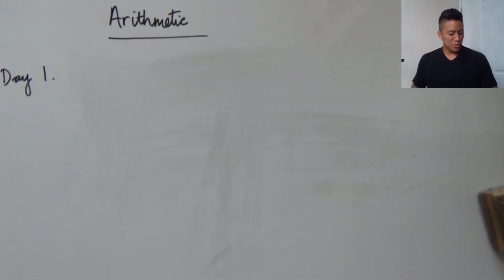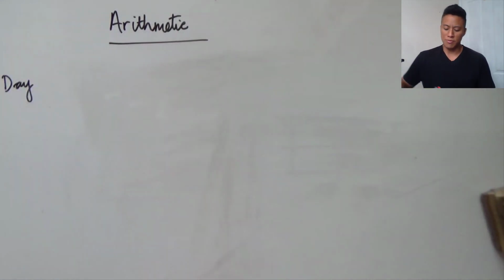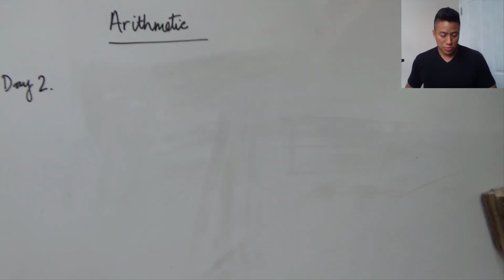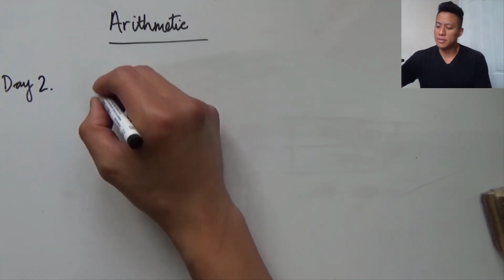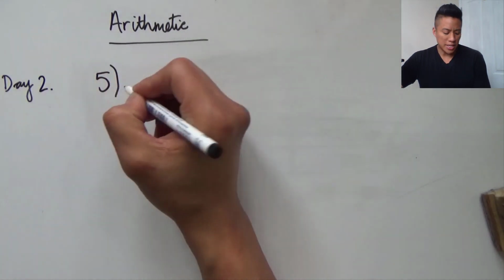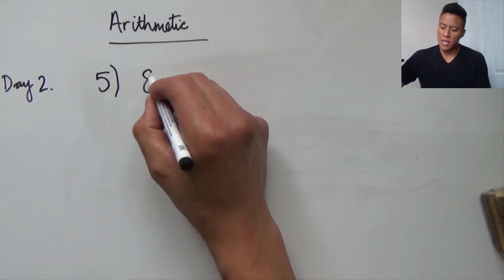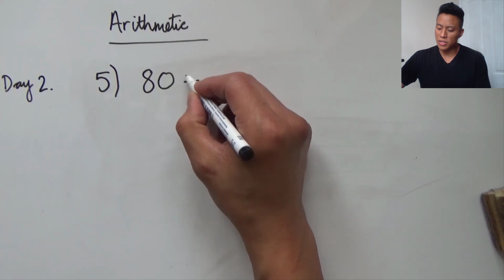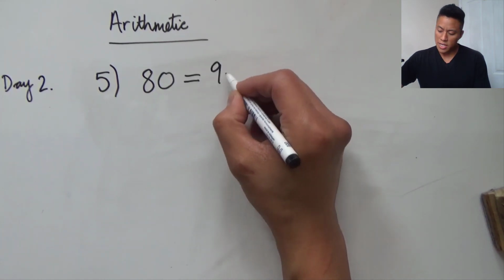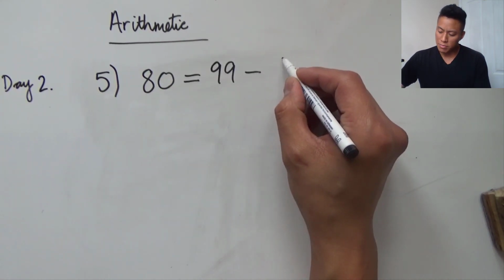Let's move on to day 2. Here are some very tricky ones in day 2. I'm only going to go over a couple of them. First one, question number 5. Check this one out. This one's a toughie. 80 is equivalent to 99 subtract something.